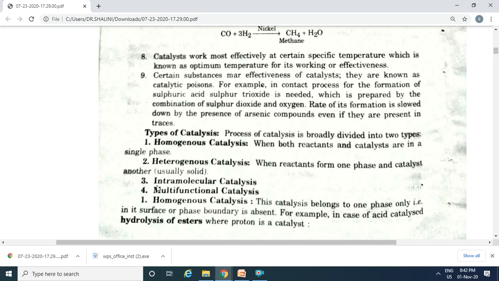The third type of catalysis is intramolecular catalysis, that is, catalysis done within the molecule. The fourth type of catalysis is multifunctional catalysis. Now we come to homogeneous catalysis.